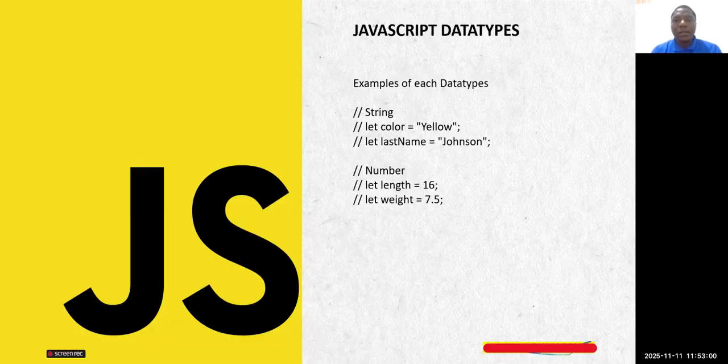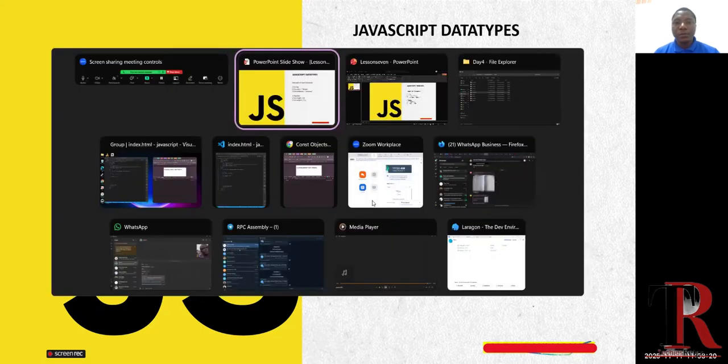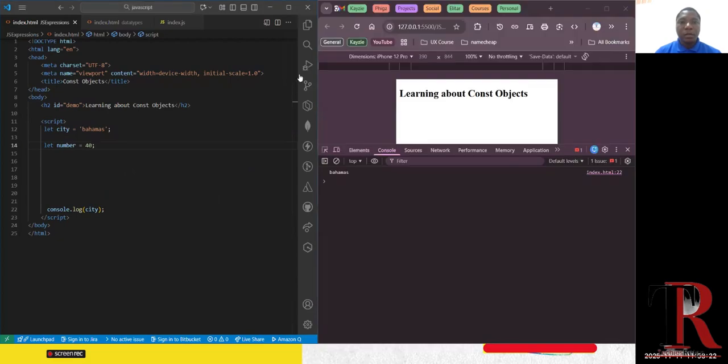Hello and welcome to another lesson on JavaScript data types. In the previous lesson, I talked about each of these data types: BigInt, boolean, string, number, symbol, null, undefined, and object. So in this lesson, let's take a look at each of the examples and see how they work in JavaScript.